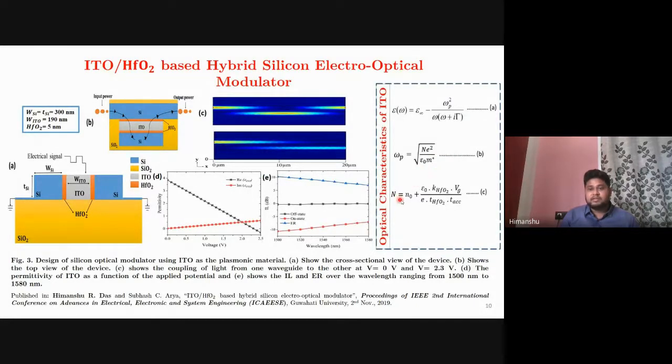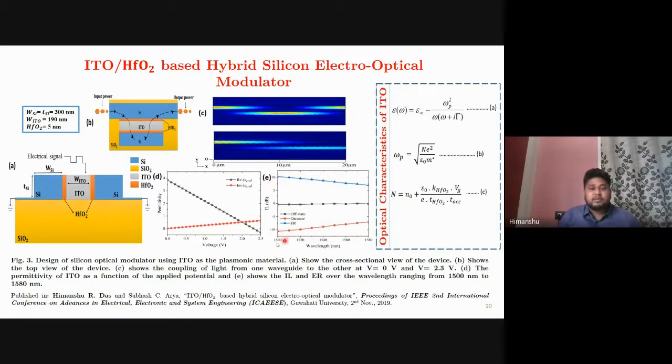Again, this carrier concentration can be calculated from this equation, where N naught is the bulk free carrier concentration of ITO, Vg is the applied potential, K_HfO2 is the permittivity of HfO2, which is 25, and T_HfO2 is the thickness of HfO2. With regard to our figure A, here the thickness of HfO2 is 5 nanometer, and T_ACC is the accumulation layer.